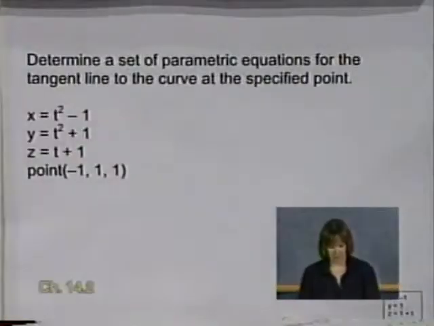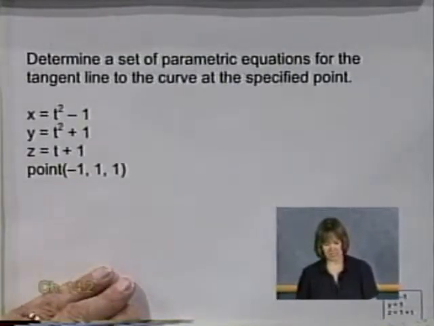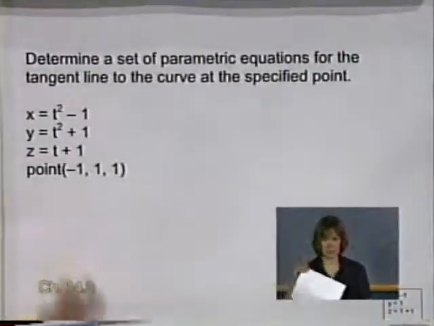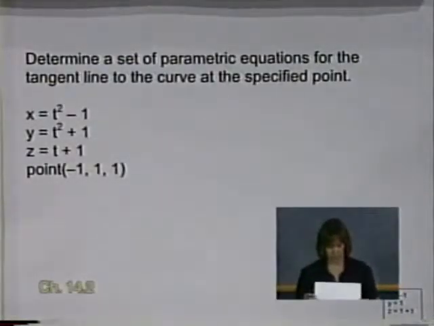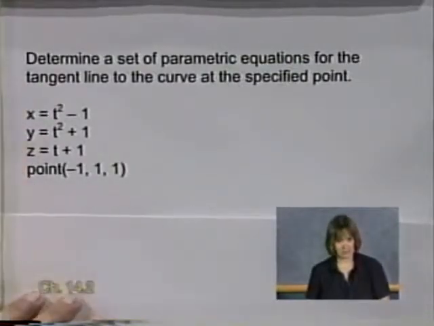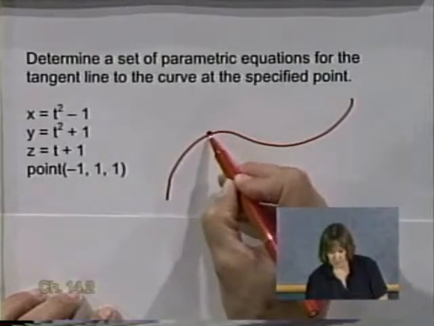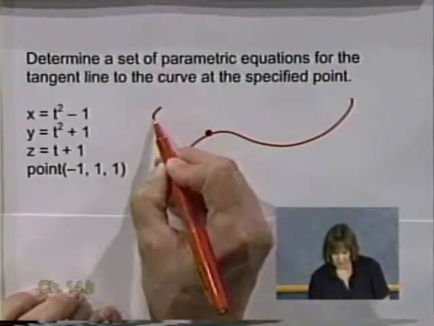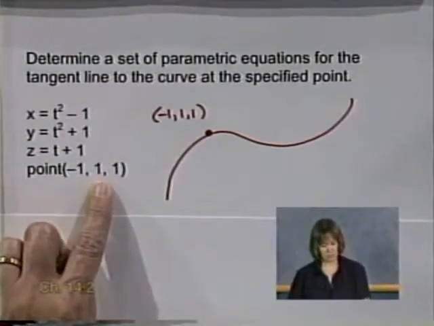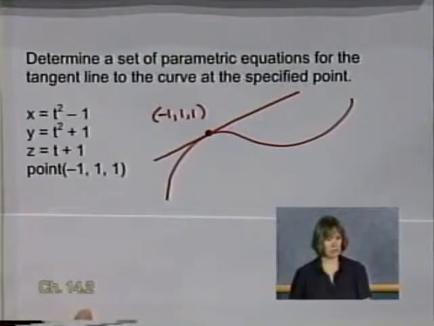Determine a set of parametric equations for the tangent line to the curve at the specified point. We did this a few minutes ago, but let's just do it again. I think one more example would be good before you start doing your homework. Notice this is a curve. We have some curve here. There's some point. The point is negative 1, 1, 1. And we want to get the equation of the tangent line through that point.